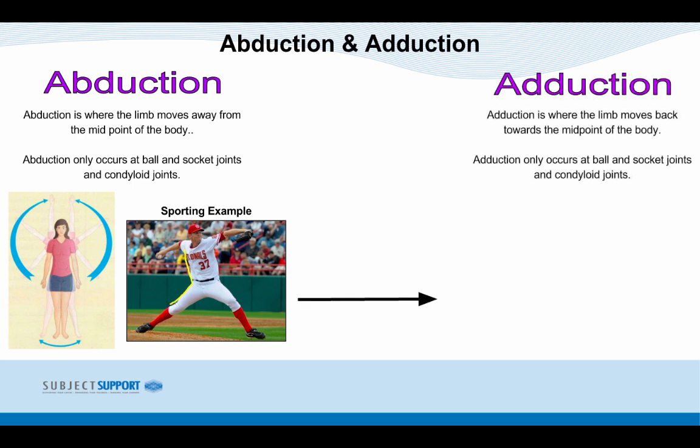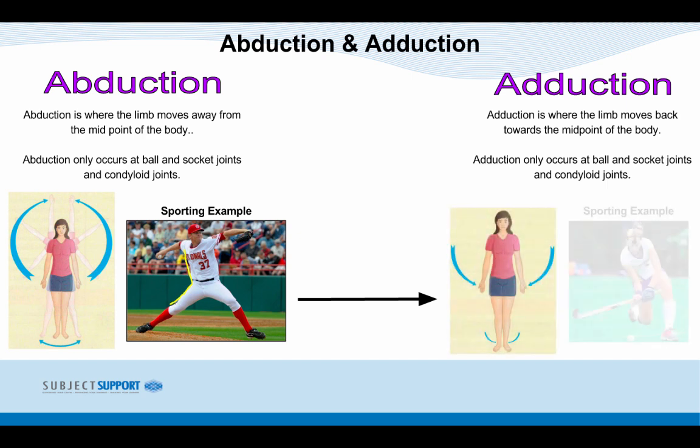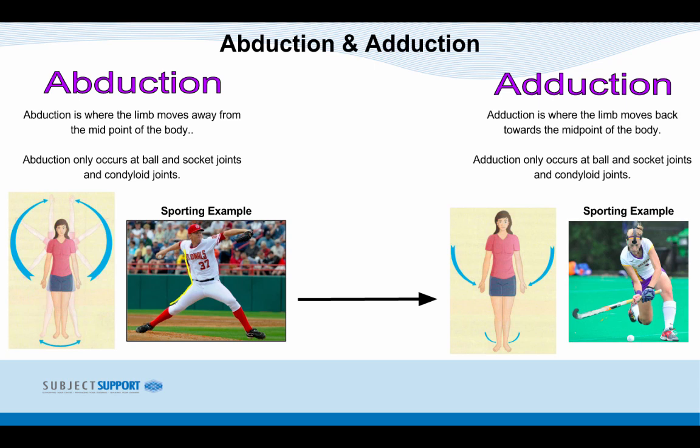Adduction is where the limb moves back towards the midpoint of the body. Adduction only occurs at ball and socket joints and condyloid joints. This would be the downwards phase of a star jump. A sporting example of this would be taking a penalty in hockey. As you can see, the athlete's arms and the hockey stick are adducting, so they're moving towards the center point of her body as she hits the ball.